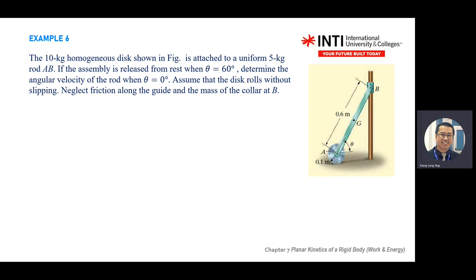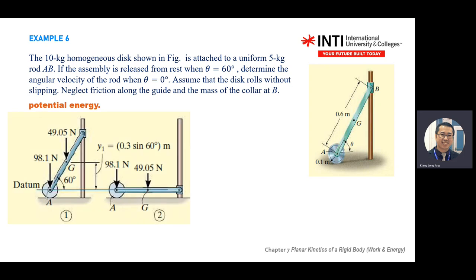So first thing, when you draw your free body diagram or kinetic diagram, focus on the center of mass G and try to observe the rotation motion. You need to find the angular velocity of the rod when it becomes horizontal. It's the same as example number five. So observe the steps. First, you look for potential energy because you're going to use conservation of energy in this case.